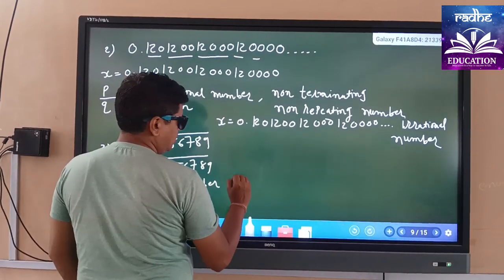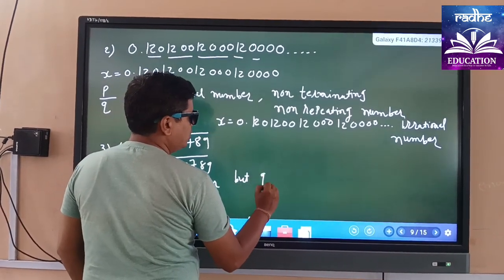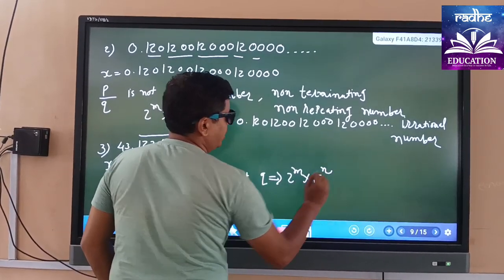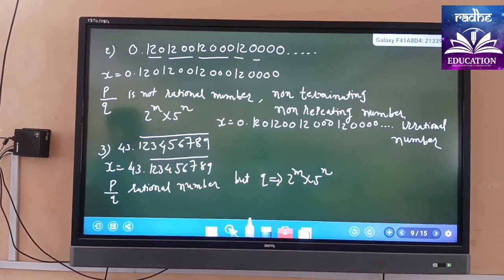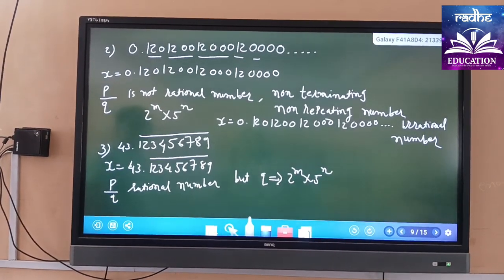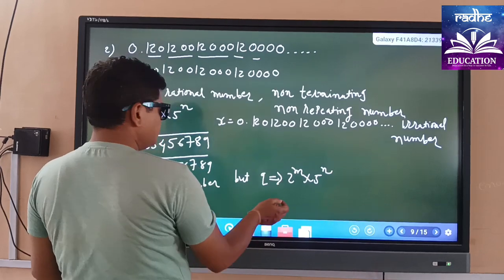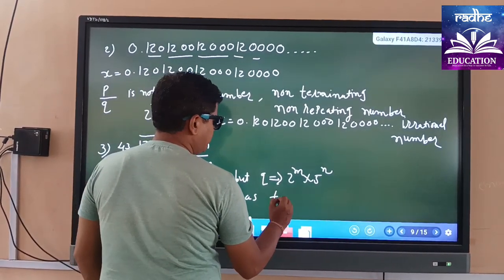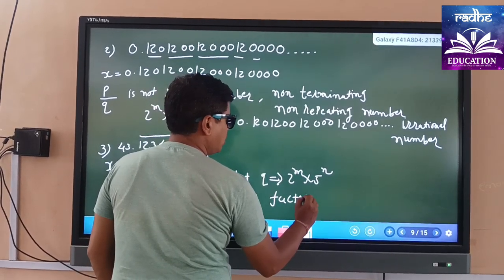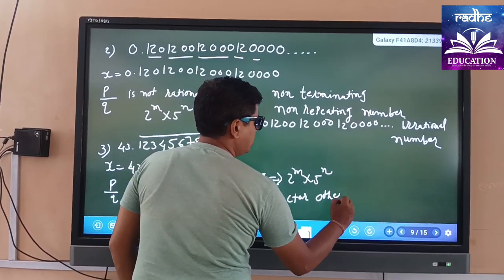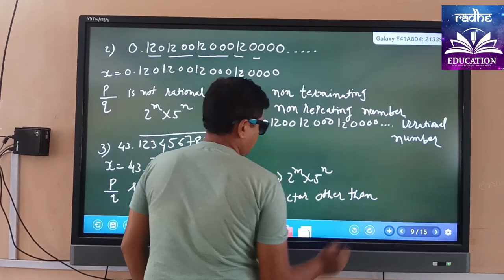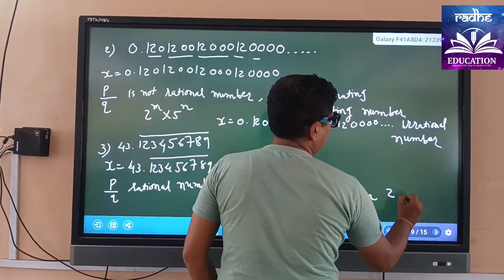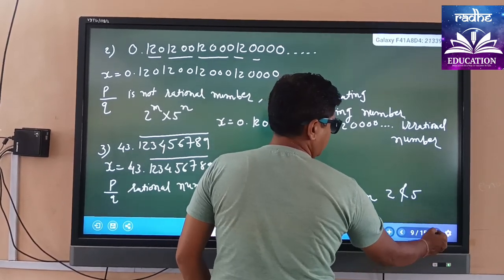but q is not in the form of 2 raised to m and 5 raised to n. So q has a prime factor other than 2 and 5.